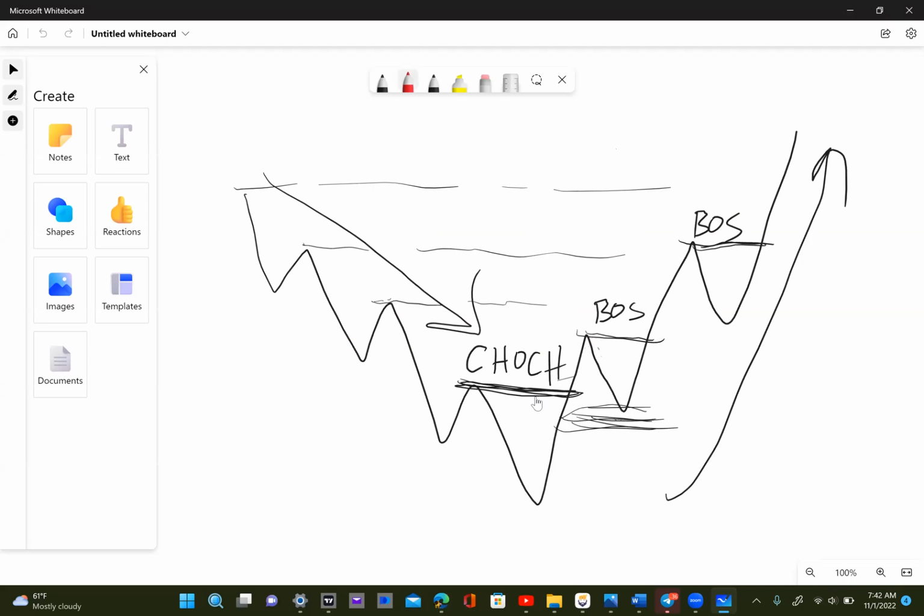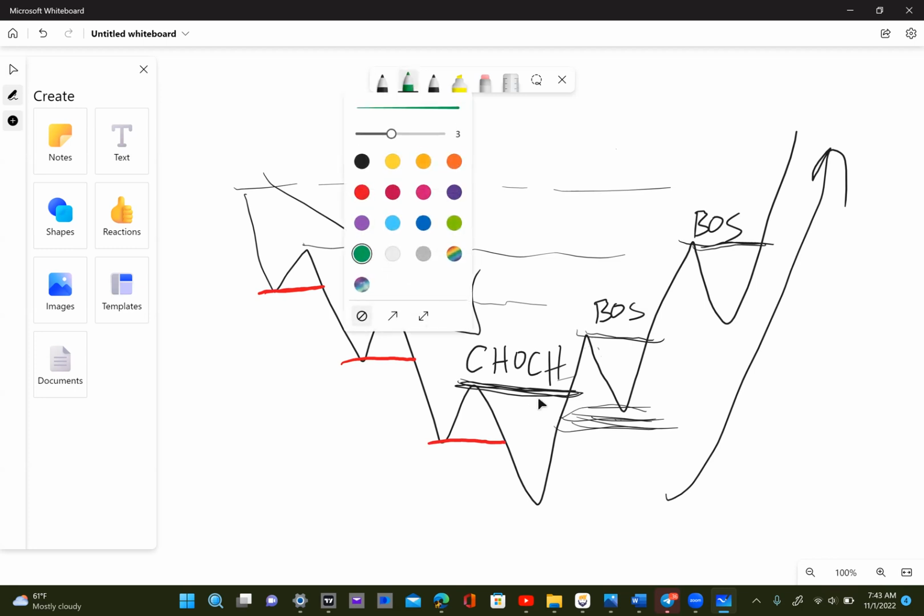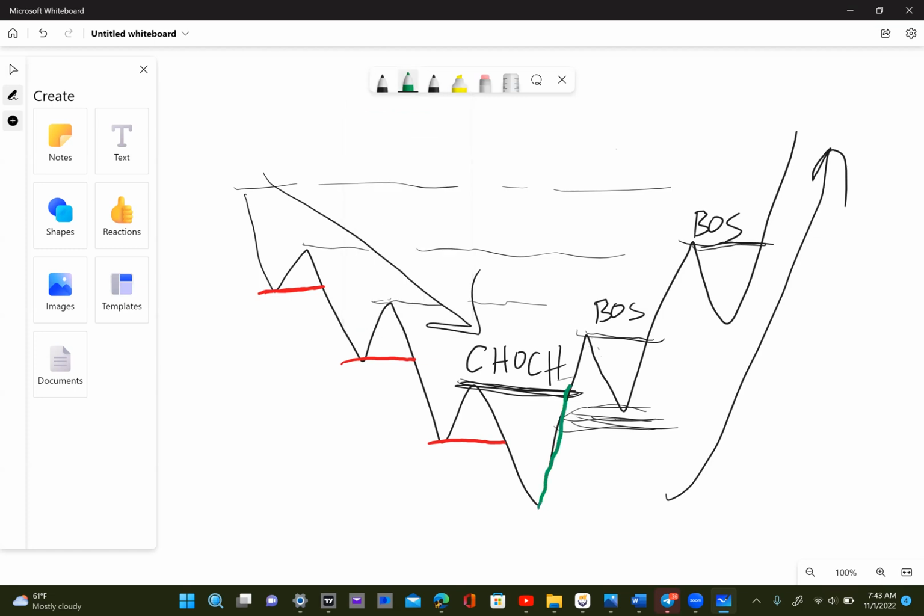All right. So we're making lower lows and lower highs, right? Lower low. Look, break of structure here. Break of structure here. Break of structure there. Then look what happened. Started coming up. Okay. So we started coming up here, and then we beat this last high right here.